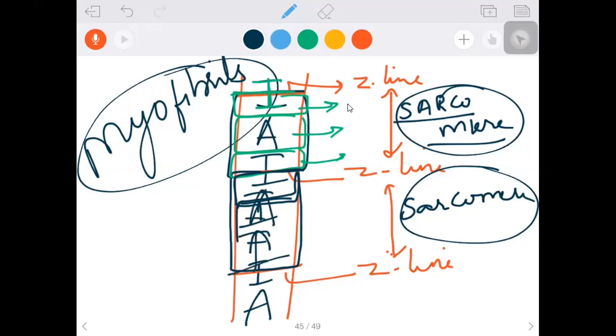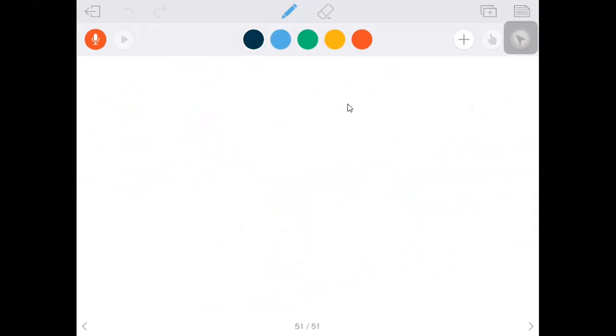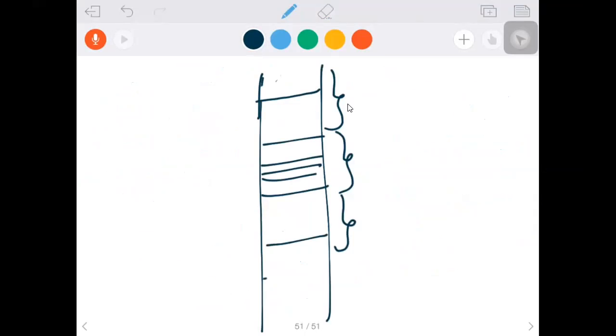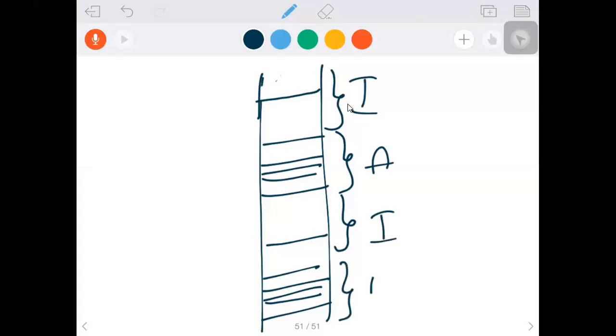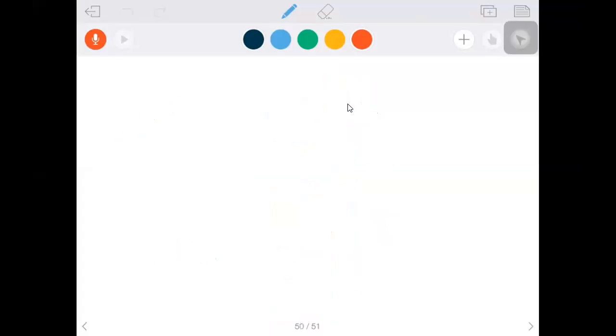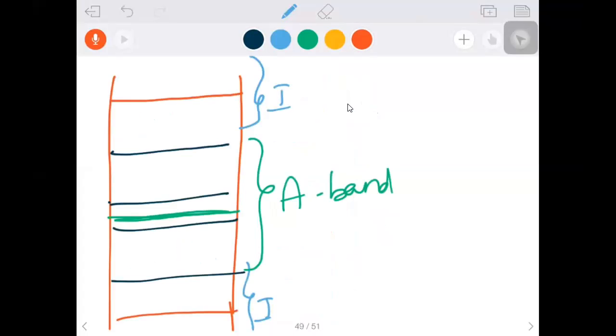Here you can see the series of alternately arranged dark and light bands. Let me show this in detail. This is the I band, then the A band, next the I band, next the A band. Likewise, we'll find a series of I bands and A bands. At this time, I'm not drawing any thick and thin filaments. We just need an idea that the center of the I band has the Z line. Whatever is between is called a sarcomere. Now let us see the arrangement of thick and thin filaments in the sarcomere. Thick filaments.